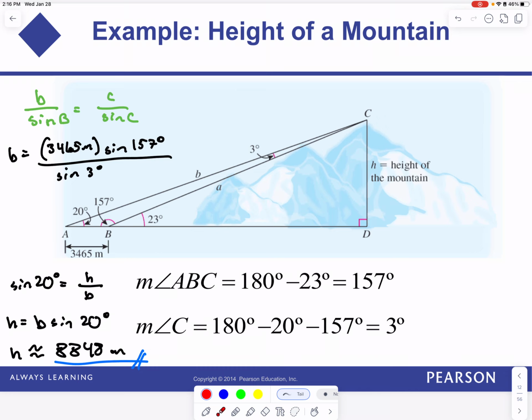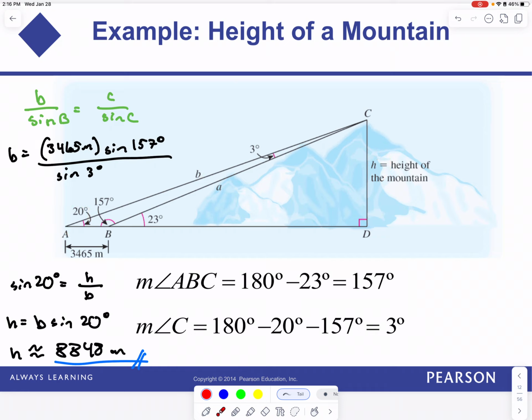Let's do a quick recap there. Okay, so we have this smaller triangle ABC, right? But that C is really two angles in there that we're kind of losing track of, right? So we're trying to find H. We realize that if we do the sine of 20, that should be H over B, right? So if we solve for B, then we can find H.